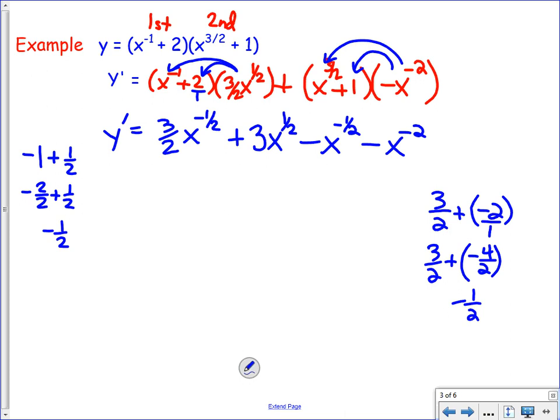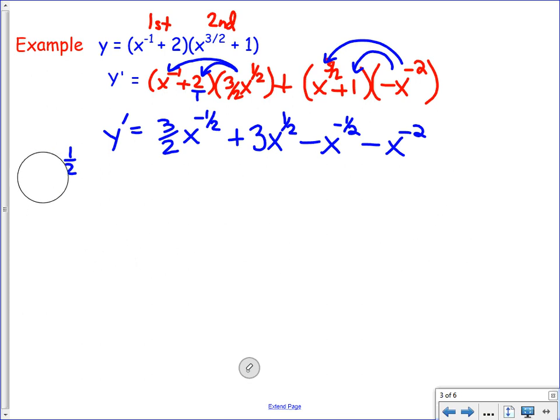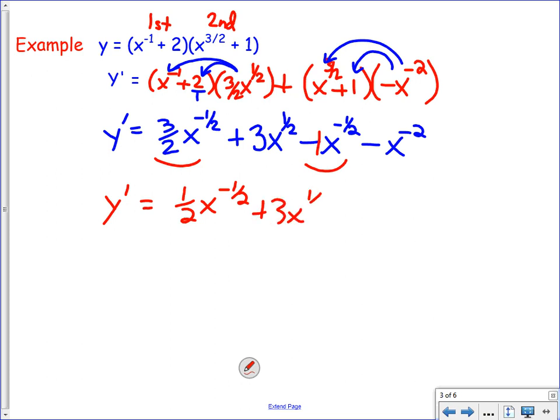All right, so then just combine your like terms. I'm going to get rid of some of this extra work. We can combine this term with this term. So 3/2 minus 1. And you guys remember, like 3/2 is 1 1/2. So 1 1/2 minus 1 is just a half. Okay. So that'll equal 1/2 x to the negative 1/2 plus 3x to the 1/2 minus x to the negative 2.